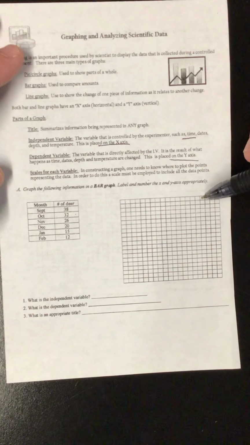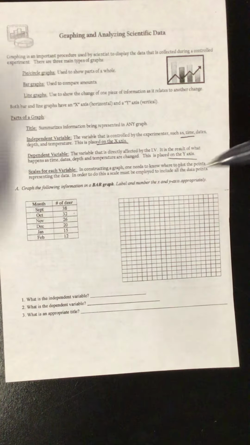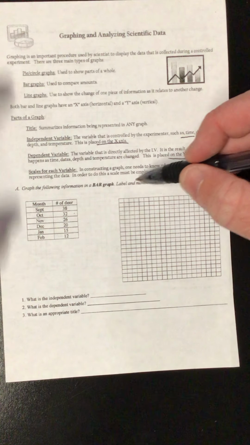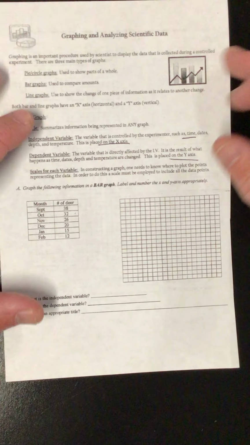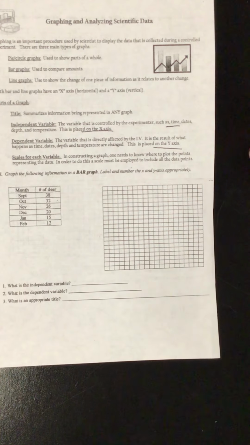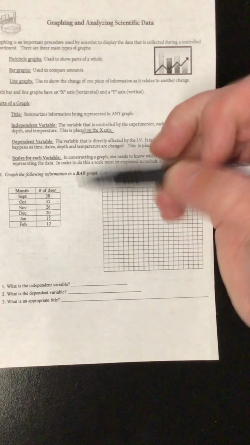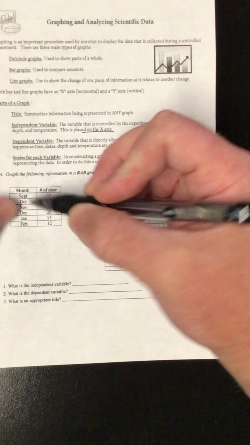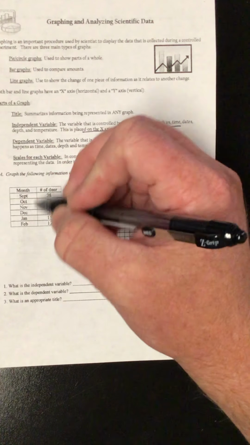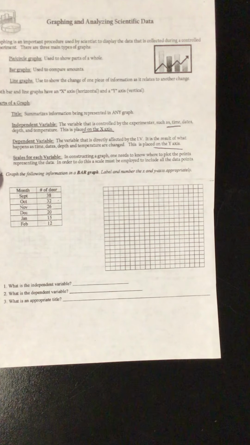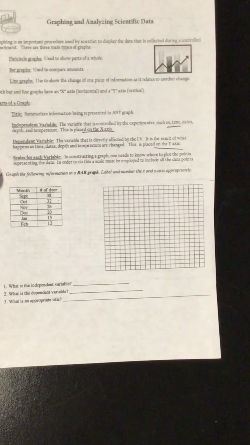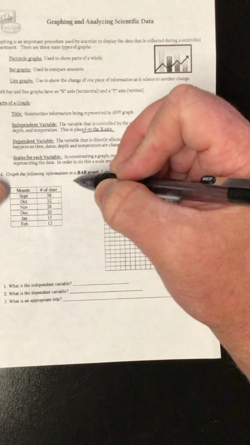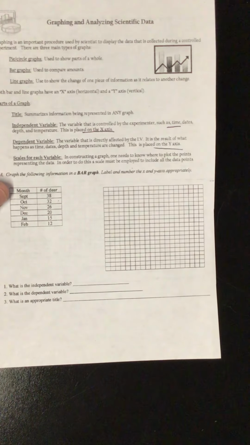All right, so number A, we're going to graph the following information in a bar graph. Label and number the x and y axis appropriately. So we're going to make a bar graph first, even though we did just do a line or scatter plot. Okay, so let's see. In a bar graph, oftentimes, whatever your categories are, that's what's going to go on your x-axis. So we're going to put our months on our x-axis here, because we can see we are measuring the number of deer in each month.